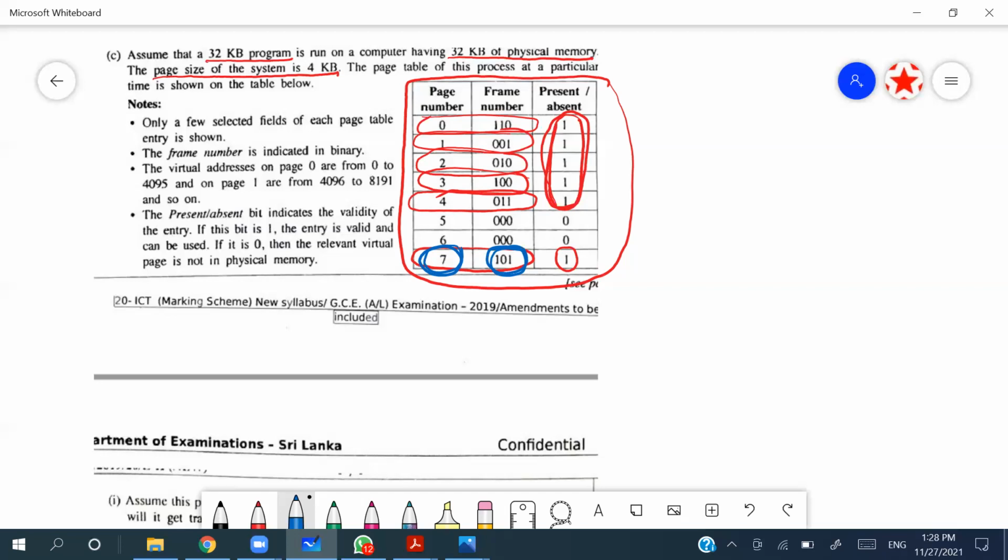So when it comes to the actual scenario, having the present/absent bit 1 means these frames are available for occupation, right? So we generally consider the page number goes with the corresponding frame number. But in the practical world, it can go some other way around as well.